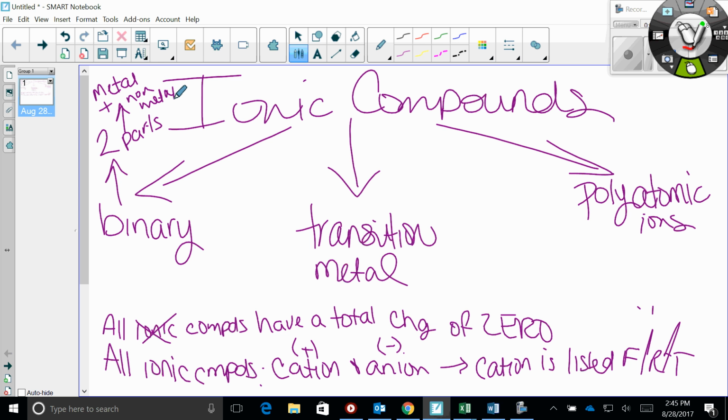Okay. In the case of a transition metal, what's going to make a transition metal different? What do we know or not know about a transition metal? It's the number of valence electrons, which means we don't know its oxidation number, right?